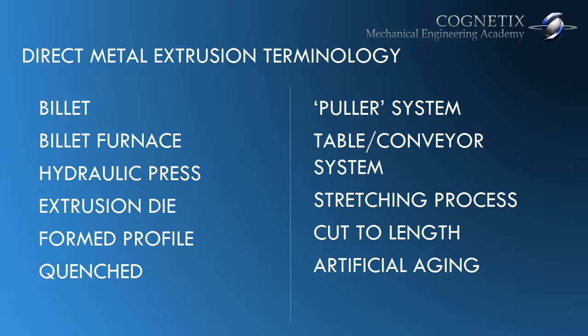The material then is taken to a stretching process because when it is first extruded, it is not very straight. So the stretching process takes care of straightening the material and also relieving some internal stresses. Of course, the material then needs to be cut to length per the specifications of the product. And it then undergoes some artificial aging, which is also a controlled temperature process, which makes sure that the material achieves the desired mechanical properties of the extruded material.